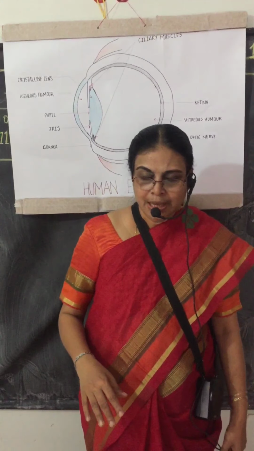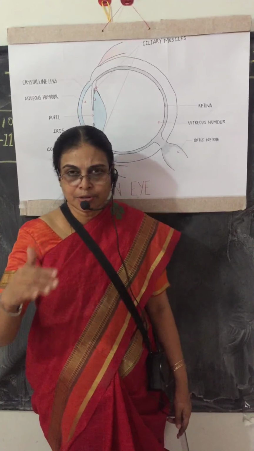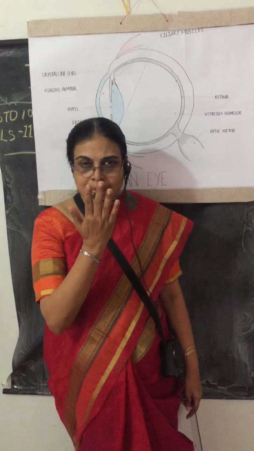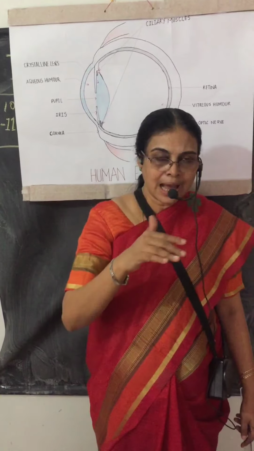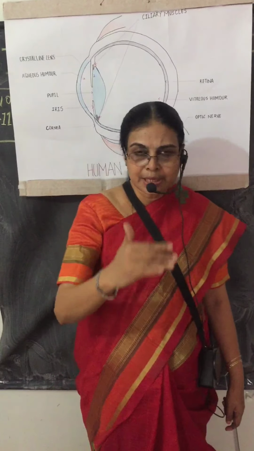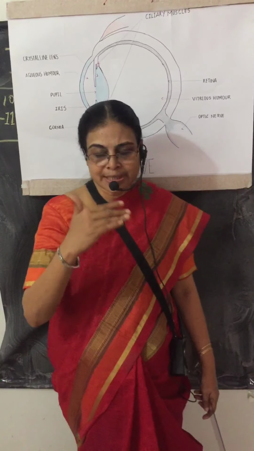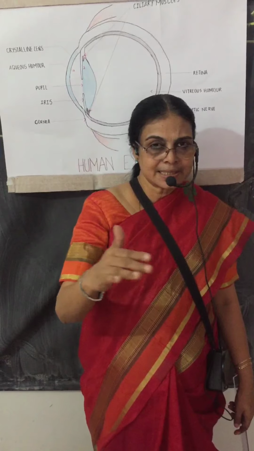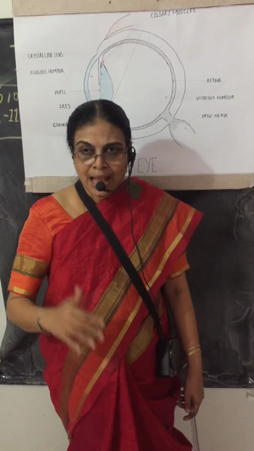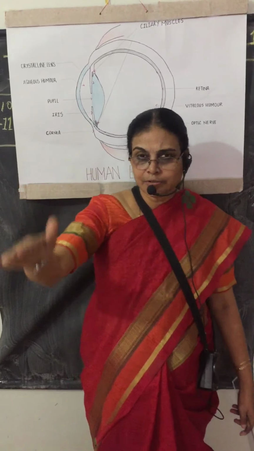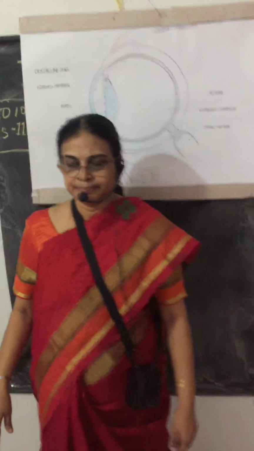Now suppose if you want to see a close by object, if you take a book and keep it very close to the eye, you won't be able to read anything. So the minimum distance you have to keep an object to see it clearly is 25 centimeter, and that is called least distance of distinct vision. And you can see the far object, that is at infinity you can see, that is called the far point.